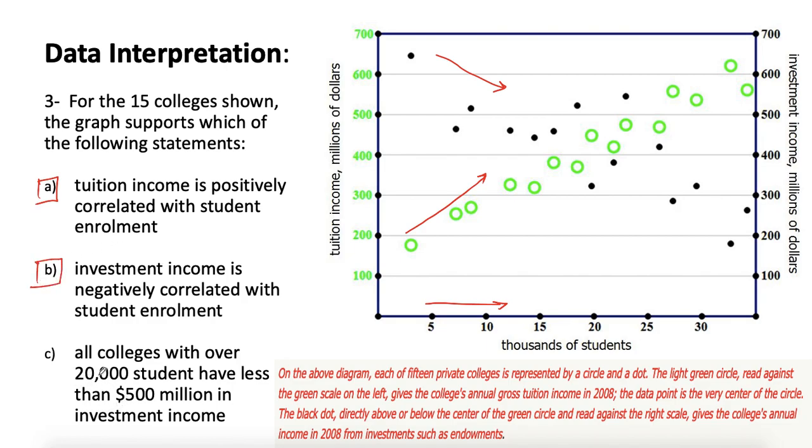Let's see the last one. All colleges with over 20,000 students, that means you need to look on the right side of 20,000, have less than 500 million in investment income, and that is wrong, because this one has greater than $500 million in investment income. That's why this is not possible. So the only possible options are option A and option B.